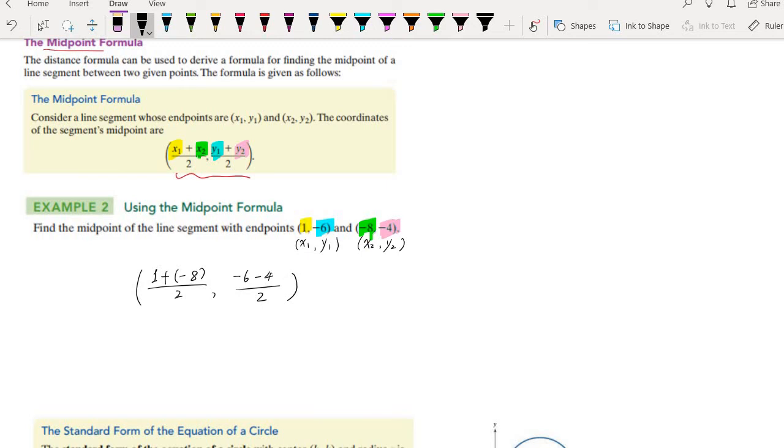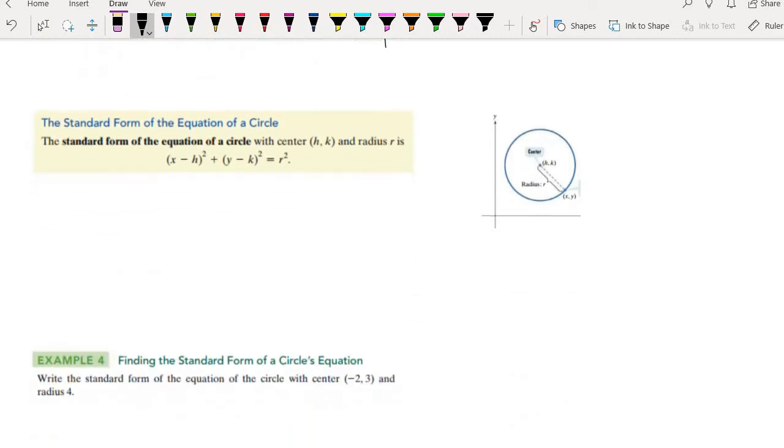Then once we have this, we're just going to simplify this whole thing. That will be -7 over 2, and then here we're going to have -10 over 2, which is just -5. So which means this is your midpoint. Okay, let's go ahead and work on the next type of question.